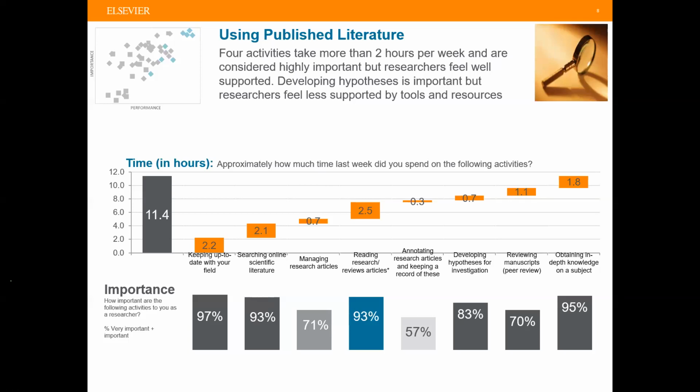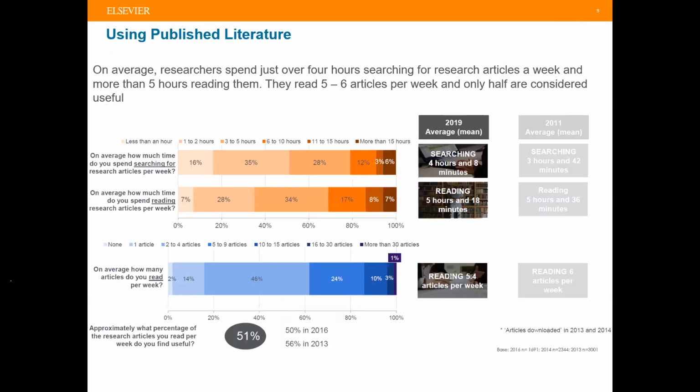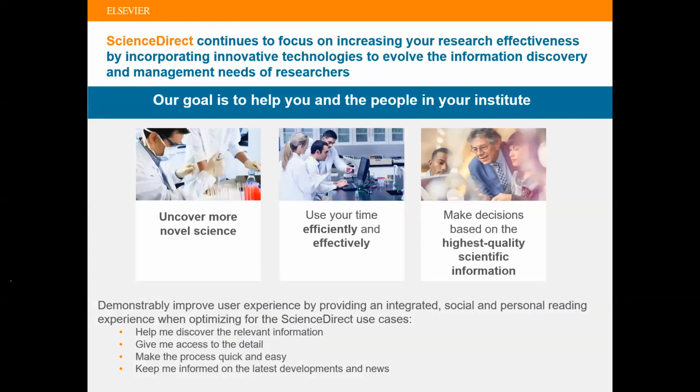So if you think about all this, it's actually a lot of time which you're leveraging on to find information to read. So it's actually very important because now you actually want to be efficient, right? This is very, very crucial. And how Elsevier and Science Direct helps you to do this is because we want to help you focus on improving your research effectiveness by combining innovative technologies to involve the information discovery needs that you're looking at. So we help you to actually uncover more novel science so that you're actually able to use your time more efficiently, so that you're actually able to do the most efficient and effective research possible.